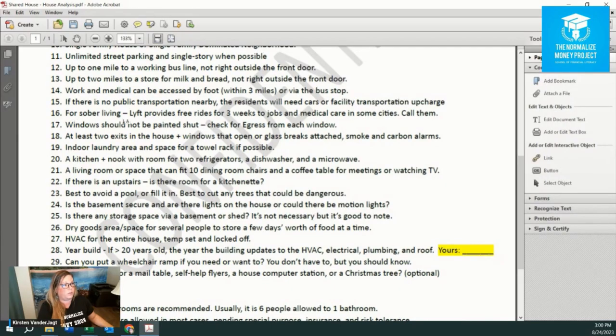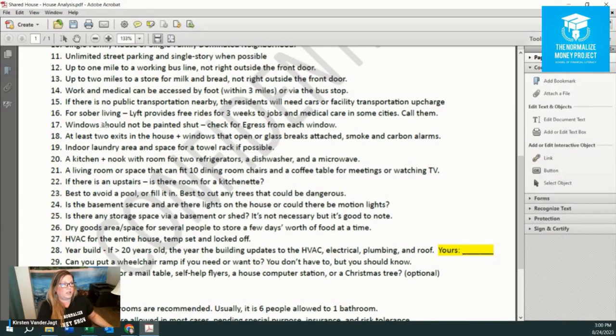Okay, so for sober living, Lyft provides free rides for 3 weeks to jobs and medical care in some cities. Give Lyft a call and ask if they do it in that city. Sometimes the cities give out free bus passes too.